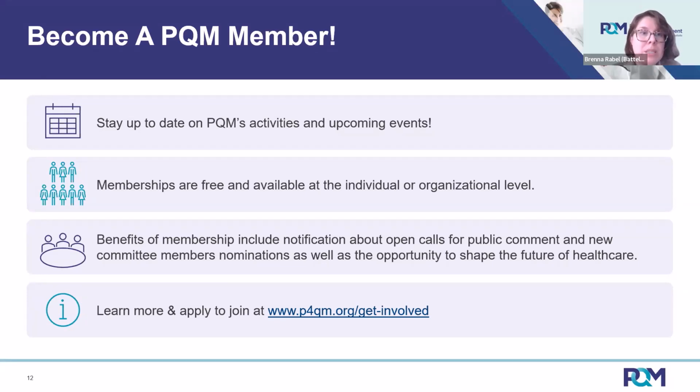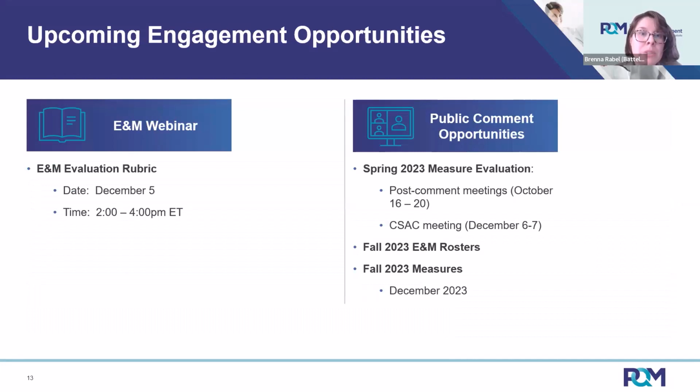Go to the next slide, please. We have a couple of engagement opportunities coming up. We're going to be talking through the endorsement and maintenance evaluation rubric, which will be huge if you're a measure developer or a measure steward interested in understanding how these evaluations are going to look. And then there are a couple of upcoming public comment opportunities listed here, specifically to review the spring 2023 measure evaluations. So we're wrapping up that process from the prior cycle. The post-comment meetings will be in October, and then the CSAC, that'll be the last time that they're convening for this process, will be in early December on the 6th and 7th of this year.